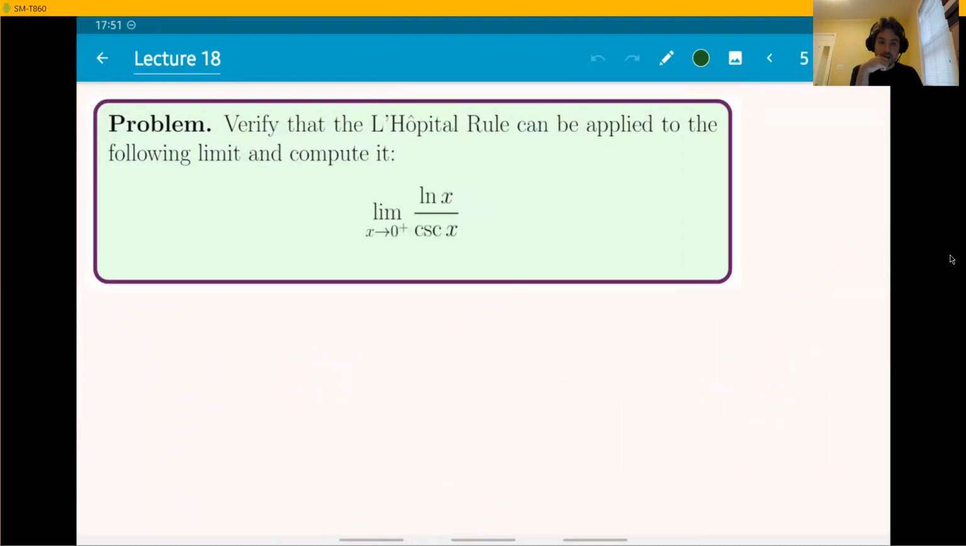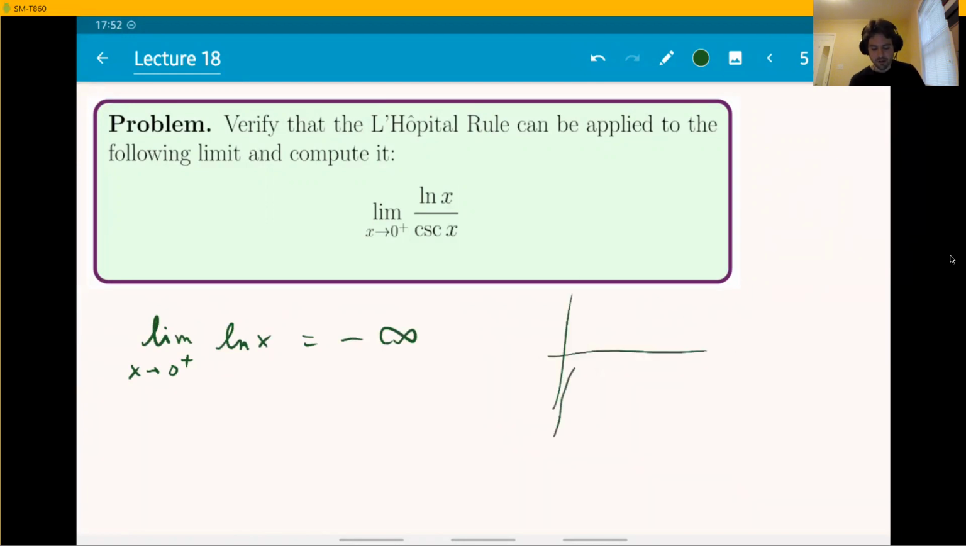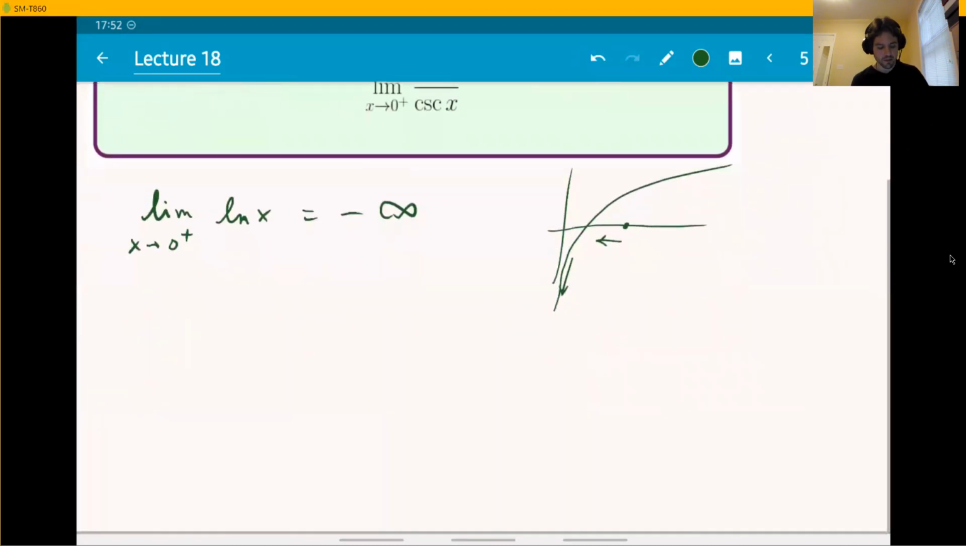Next one, verify that L'Hopital can be applied and compute it. We have ln divided by cosecant. And notice this is a one-sided limit. It's from the right side because ln would not be defined on negative numbers. But the limit of ln as x approaches 0, you should know this is negative infinity. Just remember that the graph of the ln function looks like this. So when you are here on the positive side of the x-axis and approaching 0, the values of ln are getting more and more negative towards negative infinity. And what about cosecant?